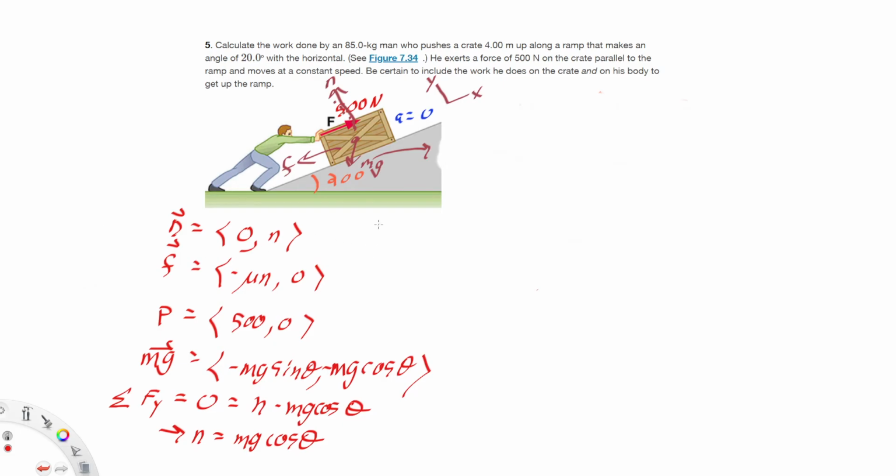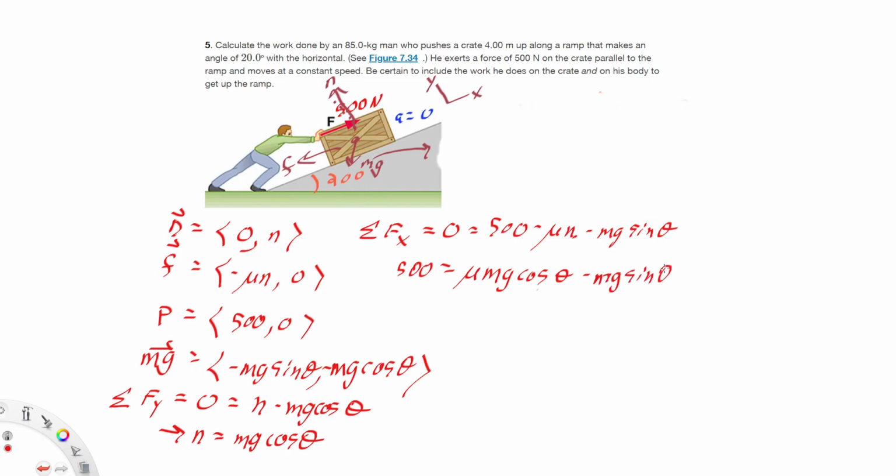In the x direction, sum is also 0. And that's going to be 500 minus mu n minus mg sine theta. So in other words, 500 equals, and here I'm going to substitute in for n, mu mg cosine theta plus mg sine theta. So we've got some unknowns here. We don't know mu, we don't know m, right?